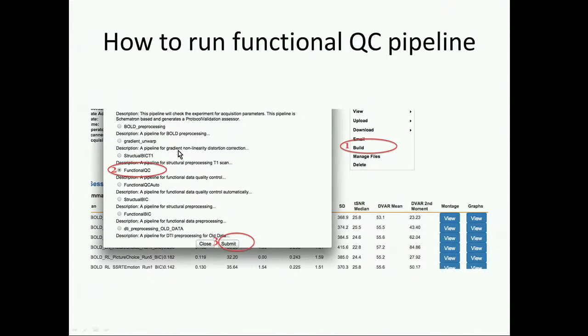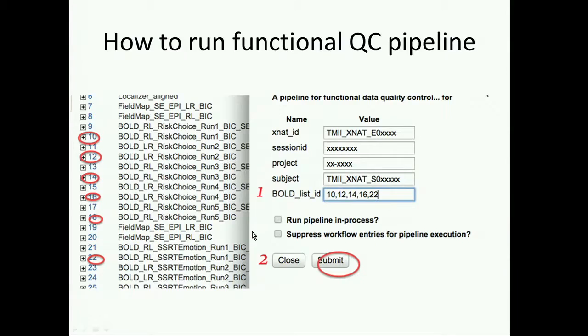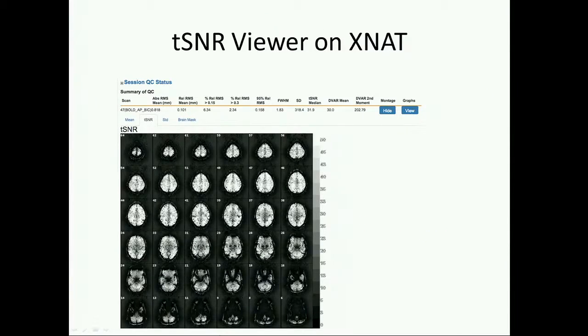The way to run that is, after you have enabled the pipeline in XNAT for your project, you go to build, select the functional QC pipeline, and hit submit. When you hit submit, you'll get a form where you can enter the scans that you want the quality control to be run for. You hit submit, and after hitting submit, you get that matrix.